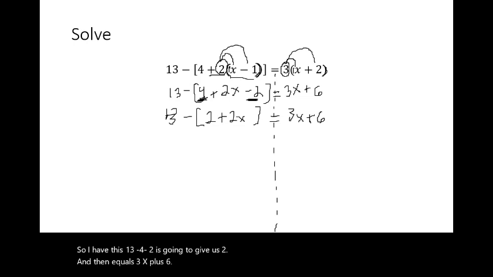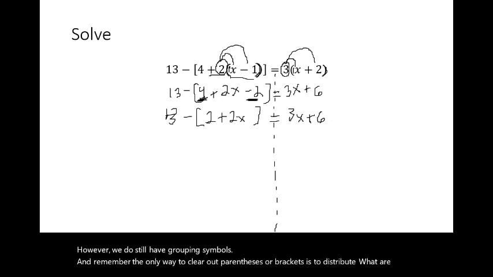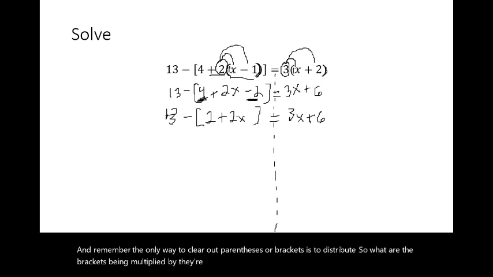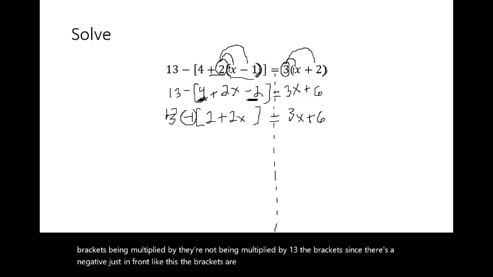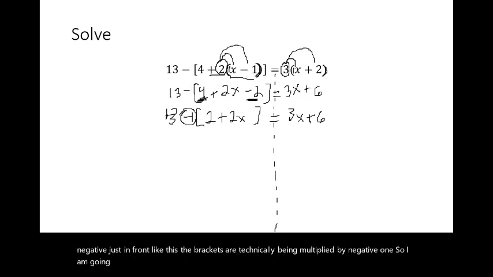However, we do still have grouping symbols, and remember, the only way to clear out parentheses or brackets is to distribute. So what are the brackets being multiplied by? They are not being multiplied by 13. Since there's a negative just in front like this, the brackets are technically being multiplied by negative 1. So I'm going to distribute negative 1 to the brackets to clear out the brackets.